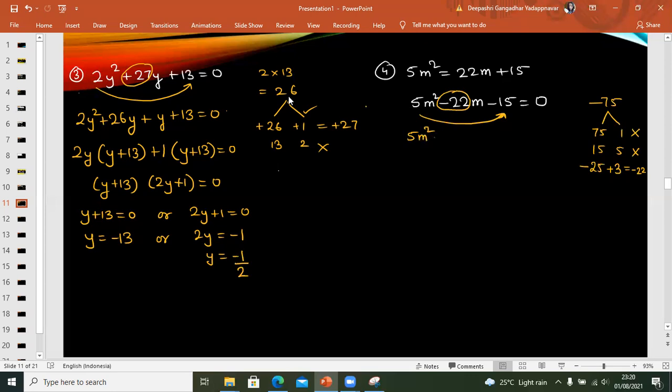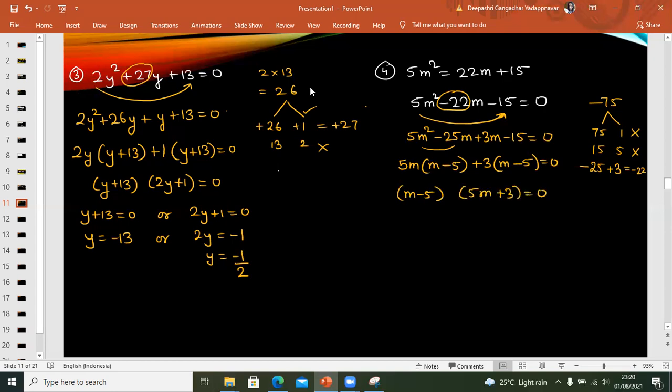5m square negative 25m plus 3m minus 15 equals 0. Remove the common out from here. So the common value is 5, and m minus 5 times 5, plus here the common number is 3. So inside the bracket m, negative sign, and 3 times 5 gives you 15, equals 0. Write the bracket m minus 5 and the next bracket is 5m plus 3 equals 0.